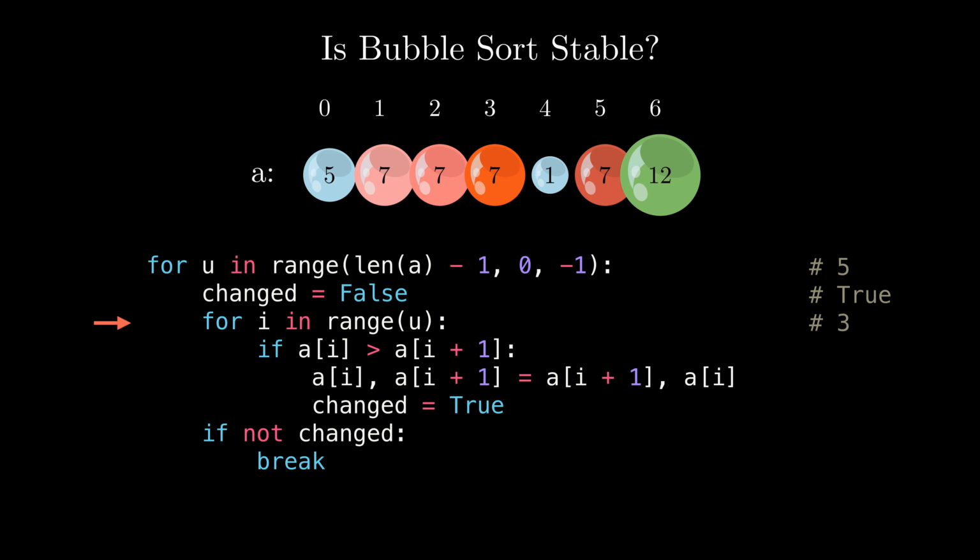We will then move on to compare 7 and 1, and as 7 is greater, we will swap their places. During the next step, we will compare the 2 7s again. As none of them is greater than the other, we won't touch them and they will preserve their initial order.